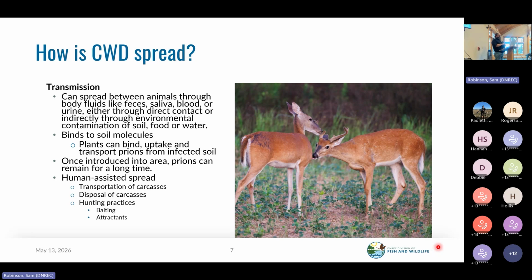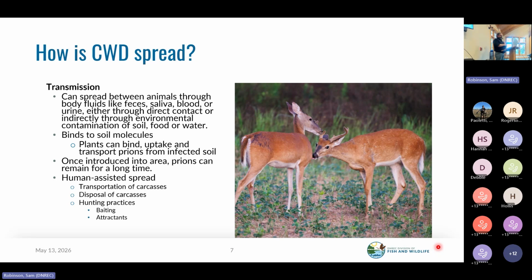There's been some questions out there regarding how can you just burn it off the landscape? You really can't. High temperatures for a long time can break down prions, but just lighting a fire on the ground is not going to get rid of it. It's there.